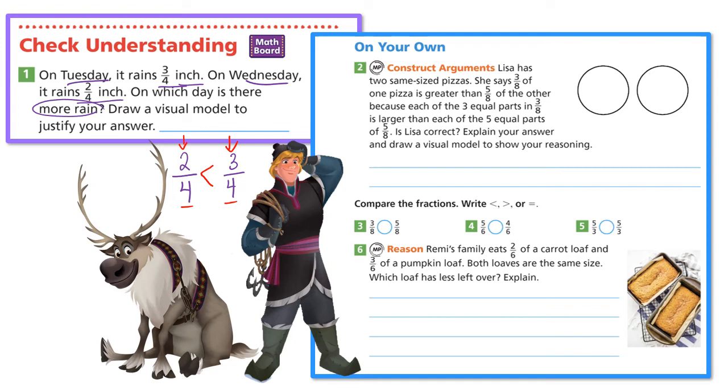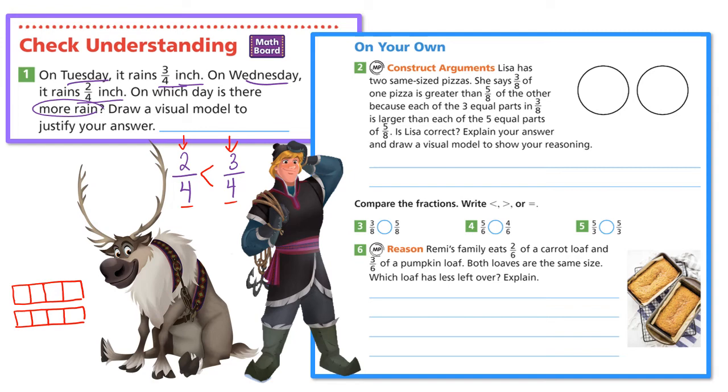And to prove that to you, I'm going to draw a quick model right here. And you're going to notice that as I draw this model, I'm going to draw two wholes, and I'm making my wholes the same size. And that's really important in order to compare those fractions. And now I'm going to divide each of my wholes into 4 equal parts. And I tried lining up the parts right on top of each other so that I can compare it easily.